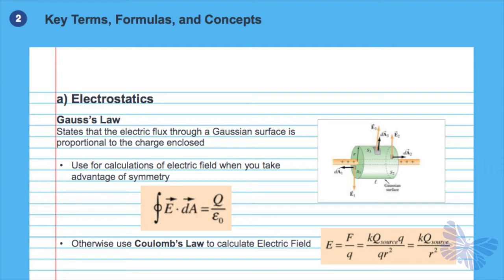Alright, and then otherwise, if you don't have that nice symmetry, so let's say you have like a finite wire or like a ring of charge, then you have to use Coulomb's law, and essentially you just sum up the contributions that each portion of the charge contributes to the electric field. And so that's a little bit more math intensive, but sometimes you're forced to use it.